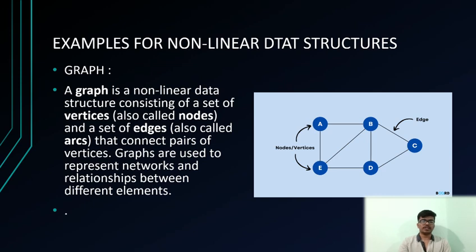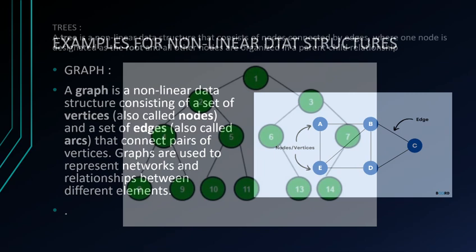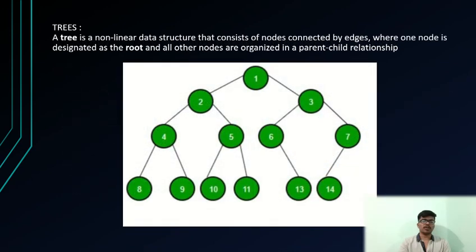Now let's go to non-linear data structures. A graph is a non-linear data structure consisting of a set of vertices, also called nodes, and a set of edges, also called arcs, that connect pairs of vertices. Graphs are used to represent networks and relationships between different elements. Here, a graph consists of nodes and edges, and it is used for searching the shortest paths.